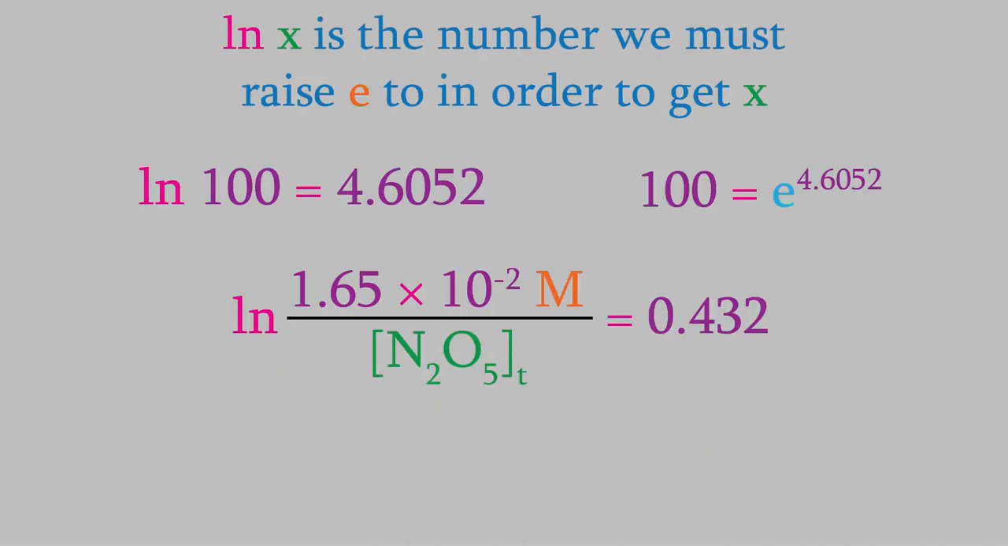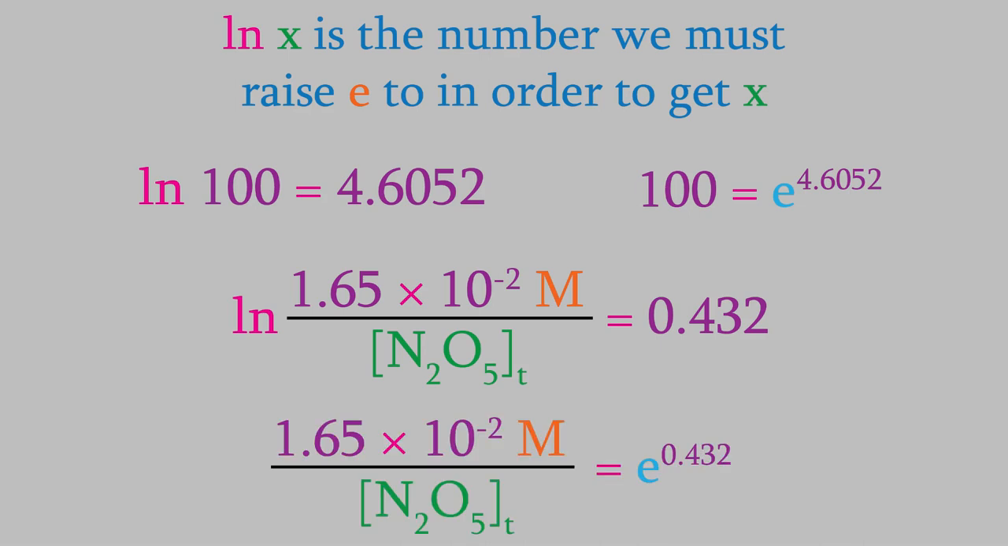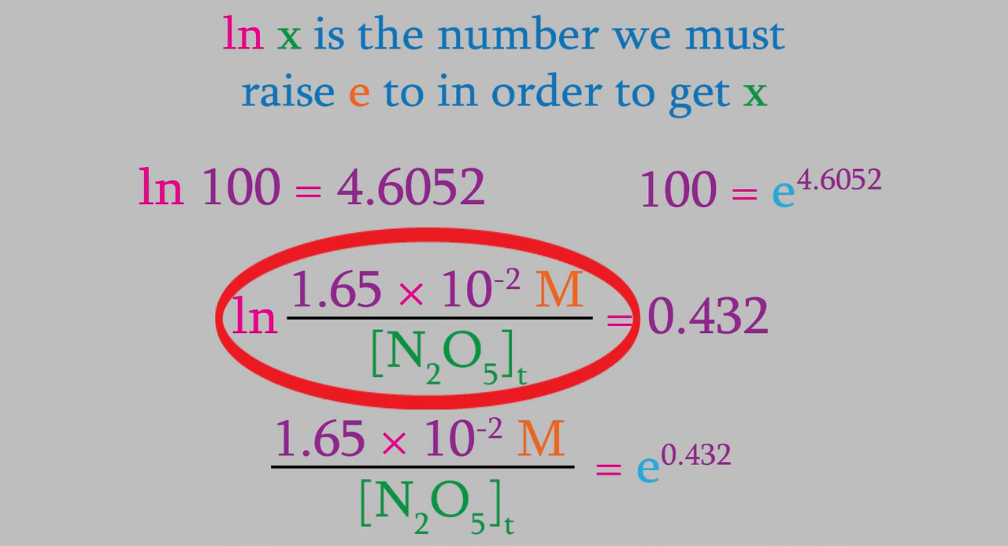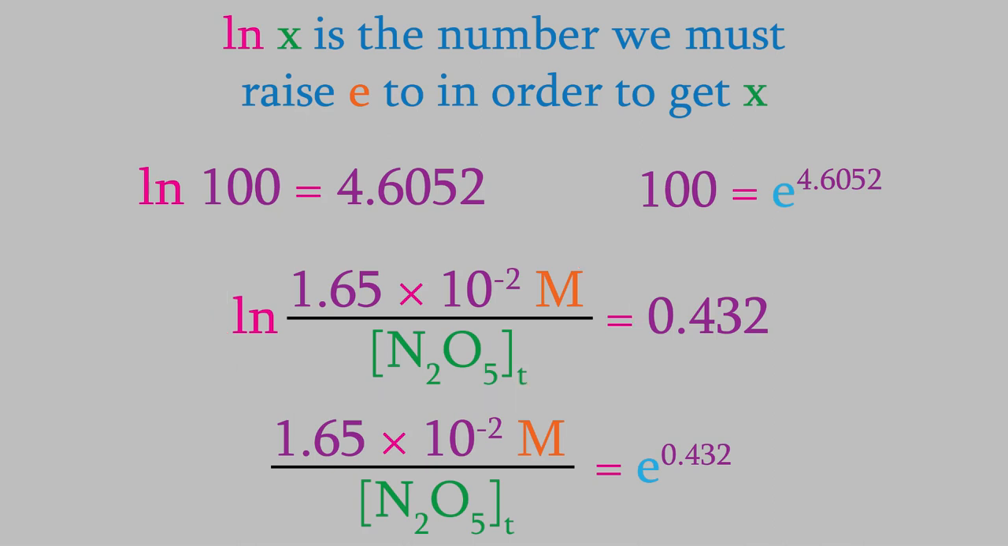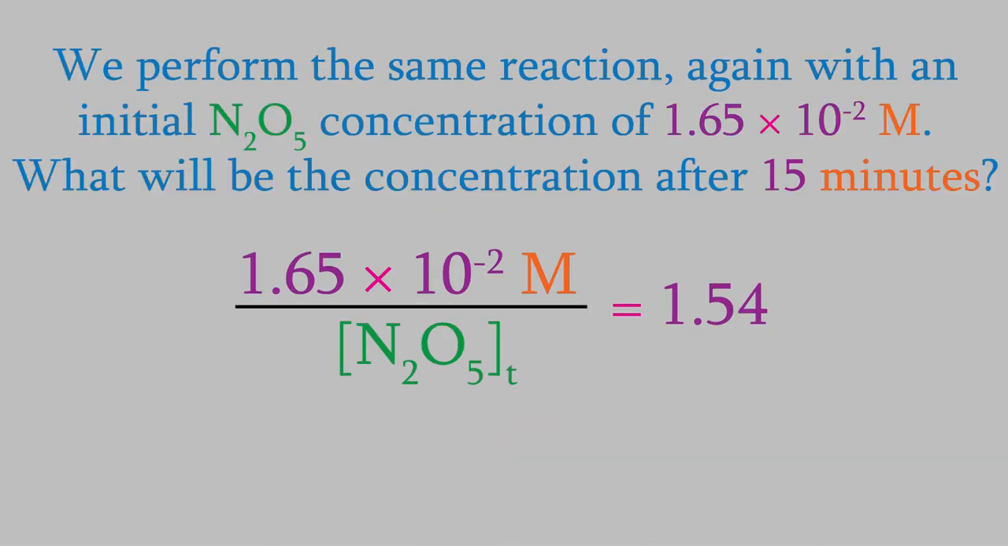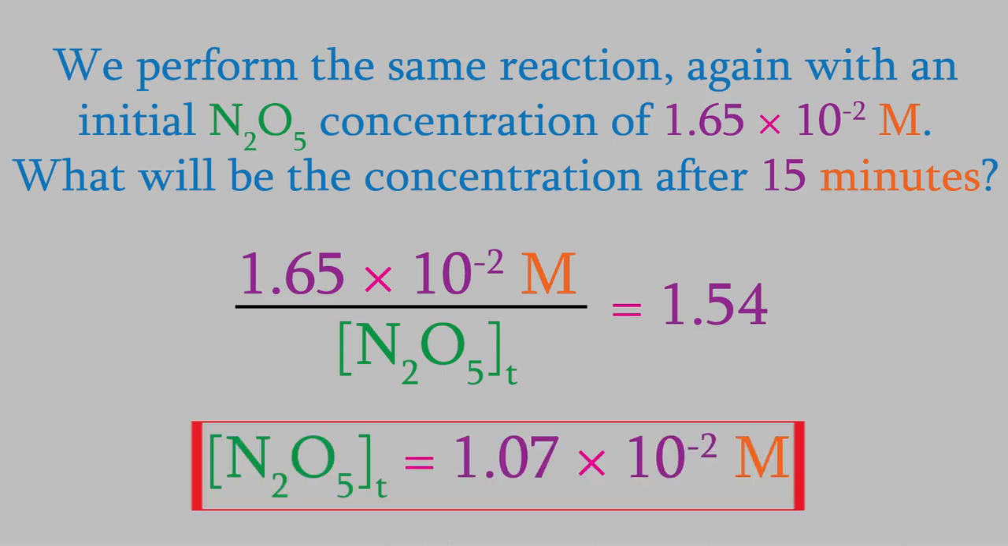Remember, the logarithm of x is the number we need to raise e to in order to get x. So, this fraction is equal to e to the 0.432 power. This is a technique you can use whenever you have a logarithm in an equation and you need to get rid of it. If the logarithm is the only thing on one side of the equal sign, you can remove the logarithm by raising e to the power of whatever is on the other side of the equal sign. If we solve the right side of this equation, we get 1.54. Now we can solve for the final concentration, which turns out to be 1.07 times 10 to the minus 2 molar.